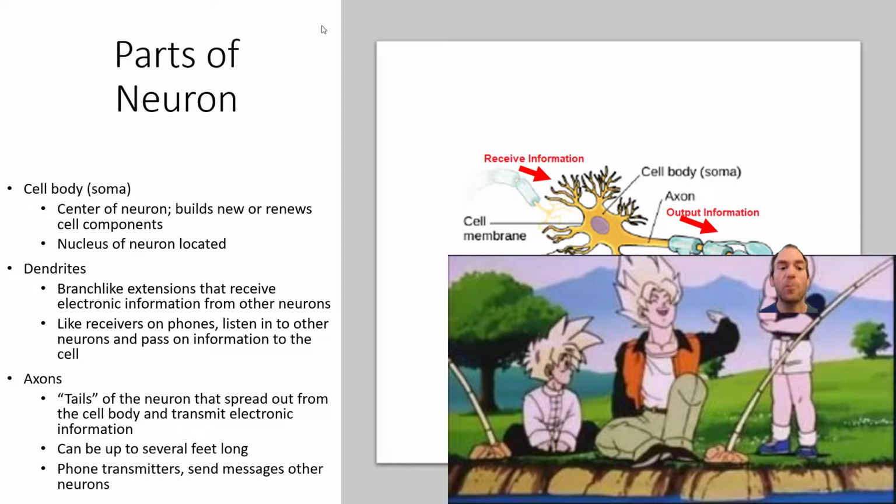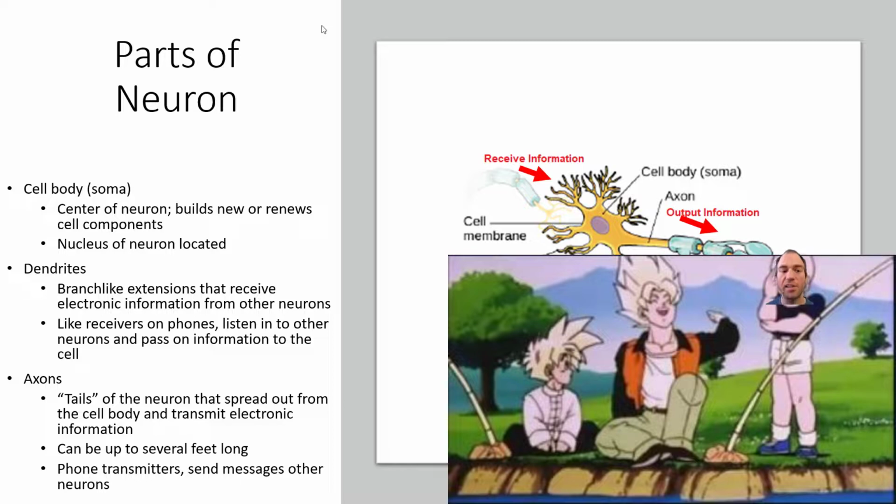Dendrites are branch-like extensions that receive electric information from other neurons. They're like receivers on your phone. They listen in to other neurons and pass on information to the cell. And you can see that in the left corner. Dendrites are like branches, as stated.